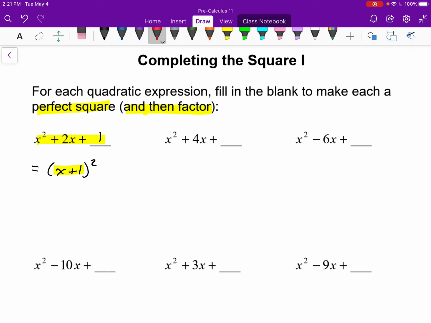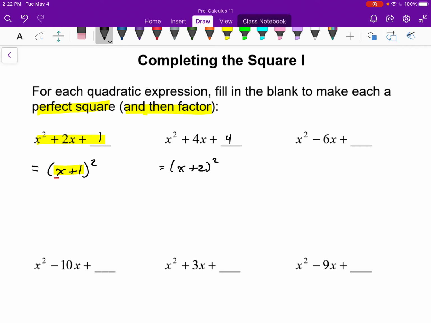And remember, if I look backwards, I've been mentioning this a fair amount in the last few lessons. If I go this way, I know the first term is always the same as this squared. The last term is always the same as this squared. The middle term is always these two times each other times 2. So we're kind of looking at this in reverse now. But that's a nice one to start with. For the next one, if I want to make this a perfect square, I need to have a plus 4 here, because x plus 2 all squared will equal that.